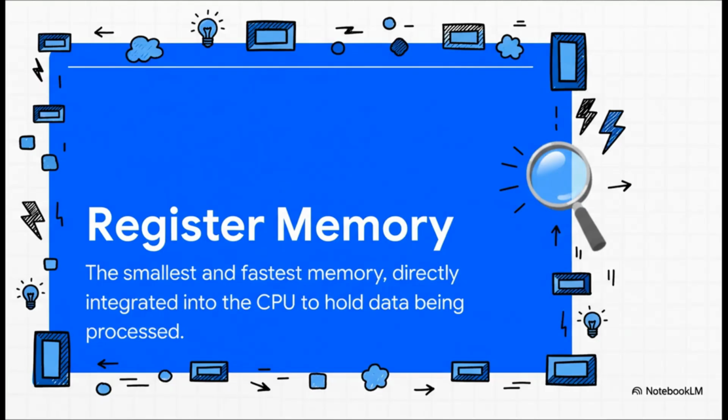The very first layer is called register memory. You can think of registers as the immediate thoughts in the CPU's mind. So if the processor is calculating, say, 2 plus 2, the numbers 2 and the instruction to add are held right there in the registers. It is the absolute hands-down fastest memory possible. But, and this is a big but, the trade-off is that there's very, very little space.